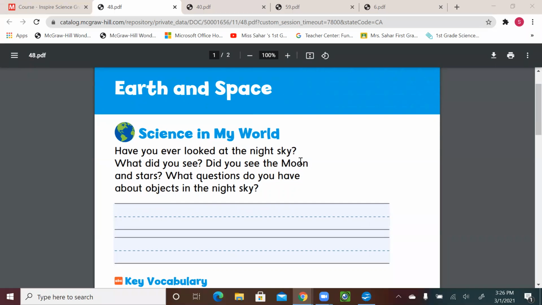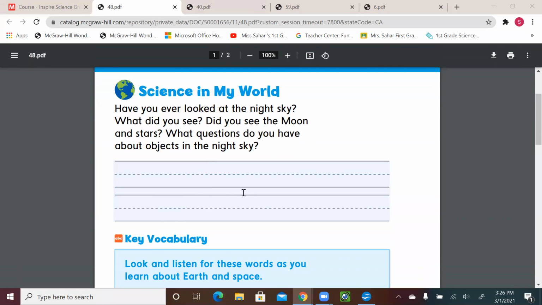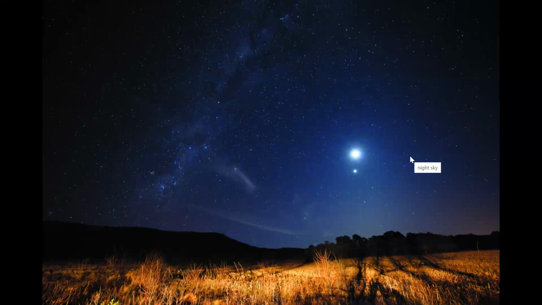Have you ever looked at the night sky? What do you see? Did you see a moon or a star? What question do you have about objects in the night sky? I'm going to show you a picture here and that will help you to come up with a question. Here, we have a poster of a picture for the night sky. So, can you come up with questions related to the pictures?